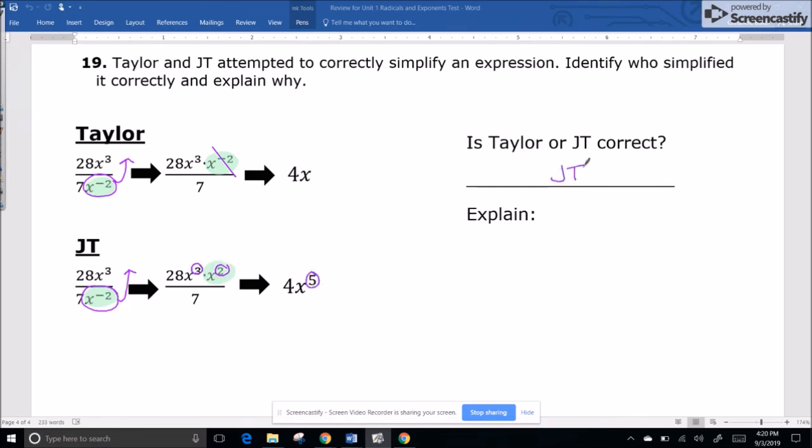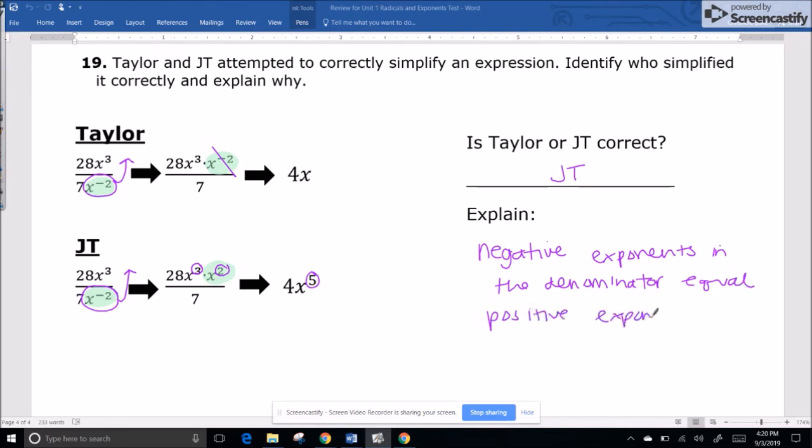So JT would be correct because negative exponents in the denominator equal positive exponents in the numerator. In other words, when you bring your negative up from the denominator, it should be positive.